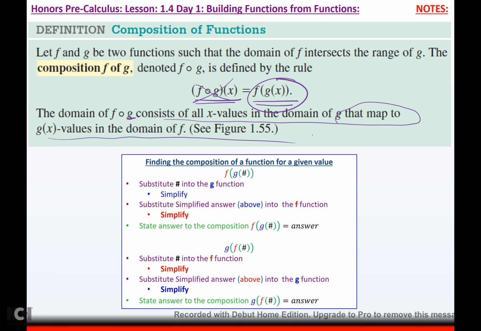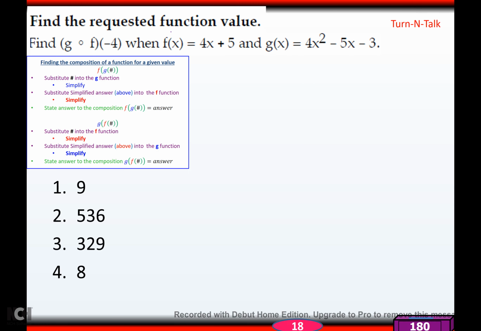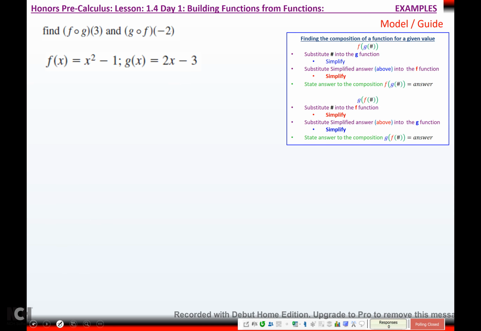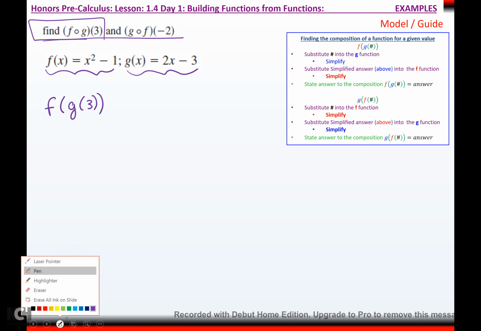Alright, so what you do, it's easier just to show you. It says find f of g of 3 and g of f of negative 2. Sorry. I look at compositions as partying, okay? You have two parties to go to tonight. You have the F party that you're going to go to, and you have the G party that you're going to go to. You have to go to the party in the order that you're told. And the first party plan is to do f of g of 3. What that means is you're starting the evening out at the G party, okay?